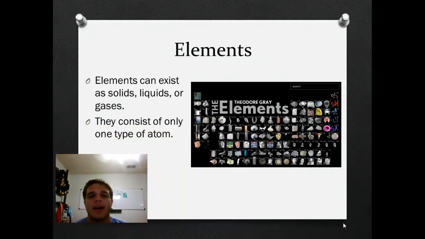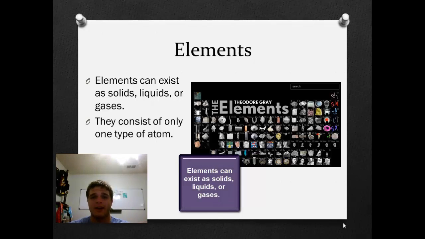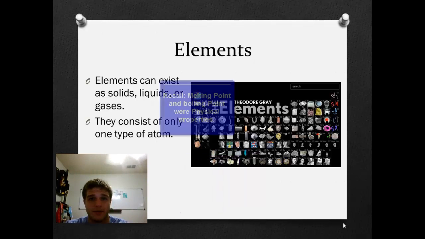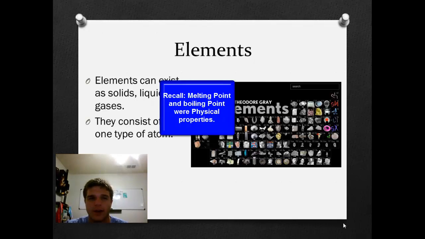First of all, we have the elements. The elements are the things that are on the periodic table that we've discussed in class. We've drilled those in by now. And as you should be aware, they can exist as solids, liquids, or gases, the states of matter. Now, every element on the periodic table can exist in one of these states depending on what temperature it is. They all have different boiling points and melting points, which was a physical property.